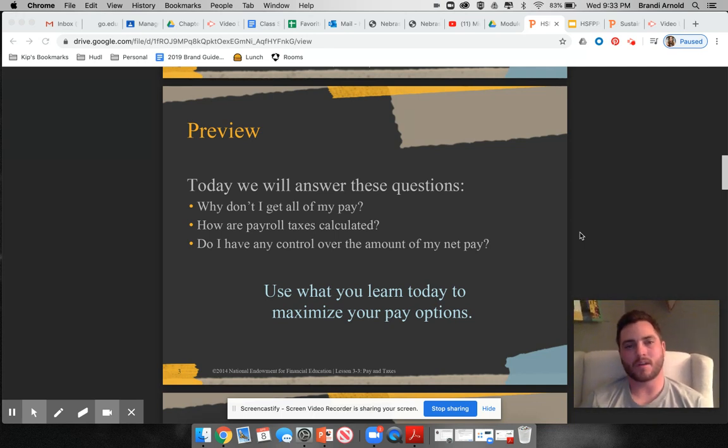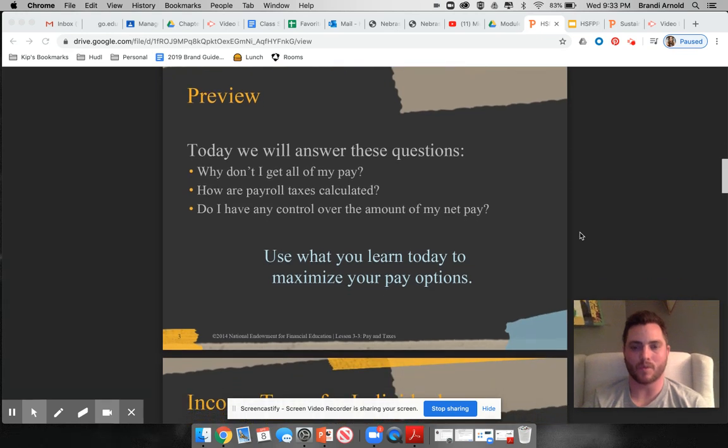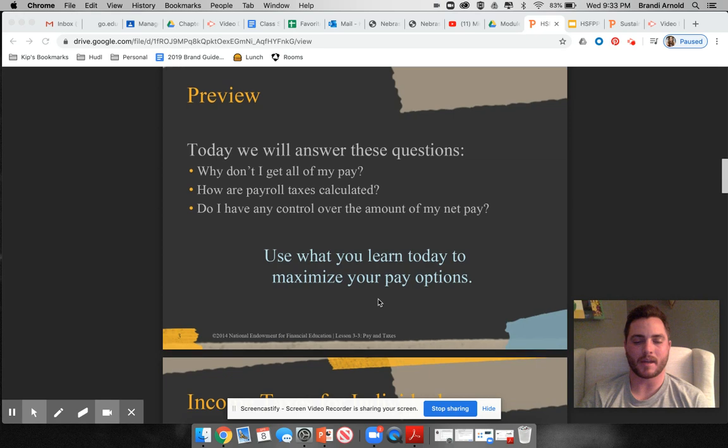So you may recall we talked about net pay versus gross pay. Net pay is what you actually get to keep and take home with you. So it's also referred to as take-home pay, where gross pay is how much money you've made before any taxes or deductions are taken out. Okay, so our whole goal is to be able to maximize your pay options.